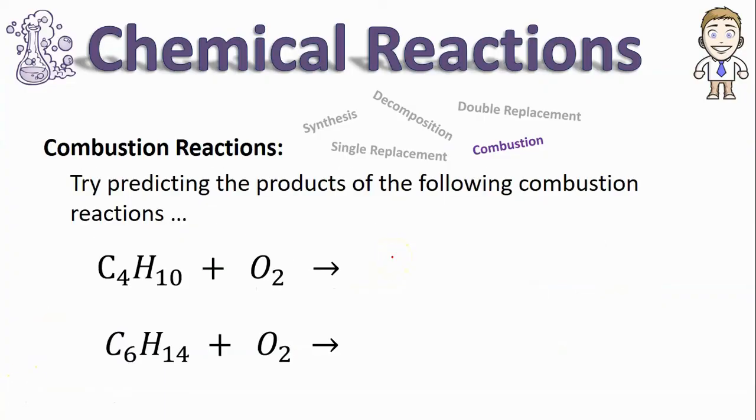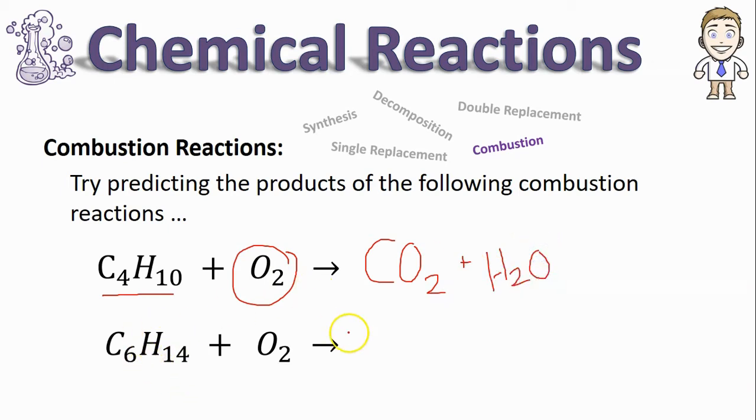Knowing this general formula makes predicting the products of combustion reactions pretty simple. Here, I've got a different hydrocarbon, C4H10. I know it's combustion because it's reacting with O2. Any hydrocarbon that combusts will produce the same two products, CO2 and H2O, every single time. Even if you see a larger hydrocarbon like C6H14, same two products of CO2 and H2O every single time.